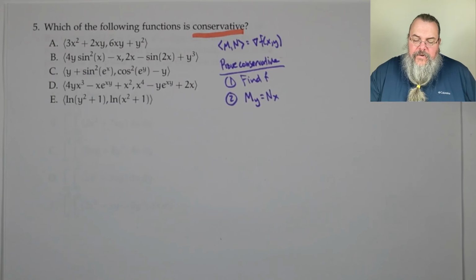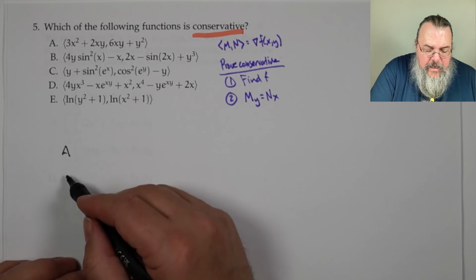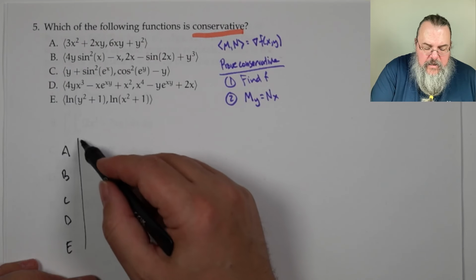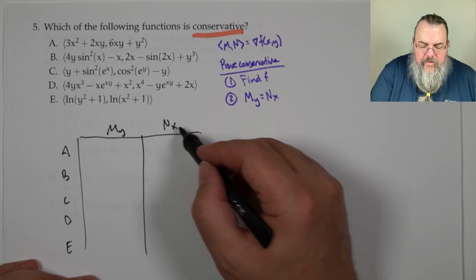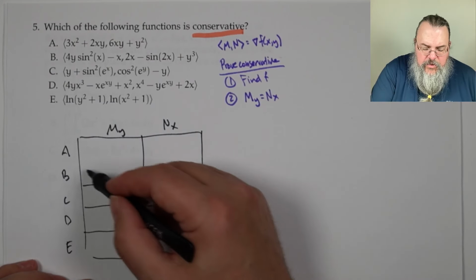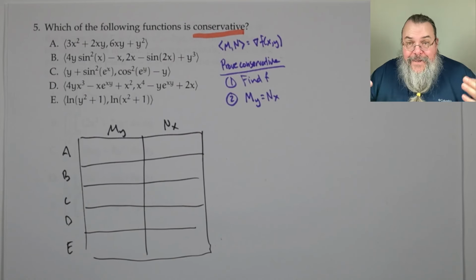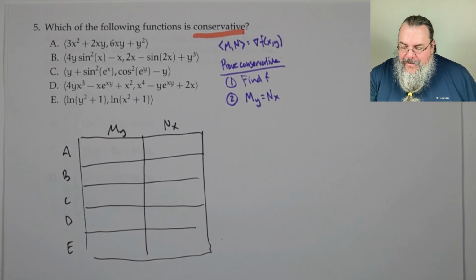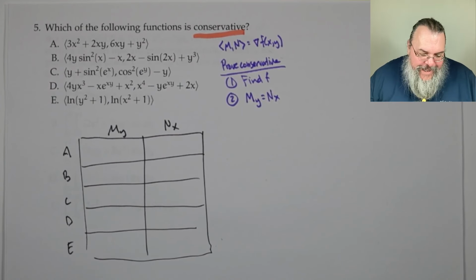I'm going to write down the M sub y and N sub x. So I'm going to make a little chart here. We have our a, b, c, d, e, and then we have our M sub y and our N sub x. We're going to sit down and just quickly go through these. Now, you wouldn't exhaustively do this whole thing, but I'm going to do it for dramatic effect. I'm going to be overacting in just a moment here.